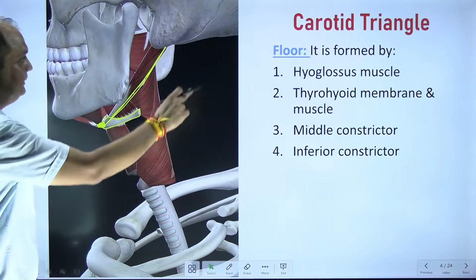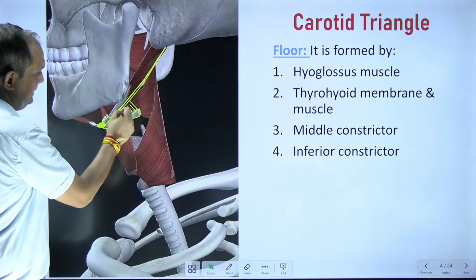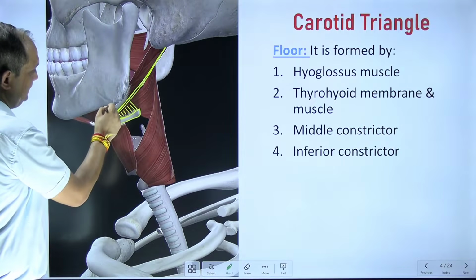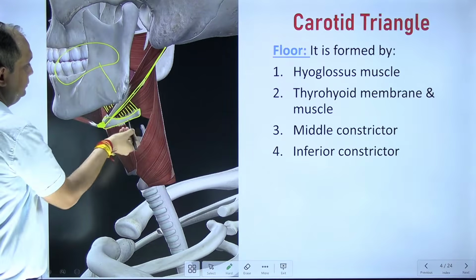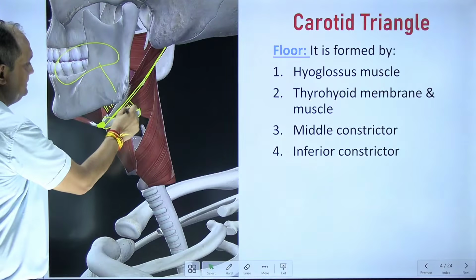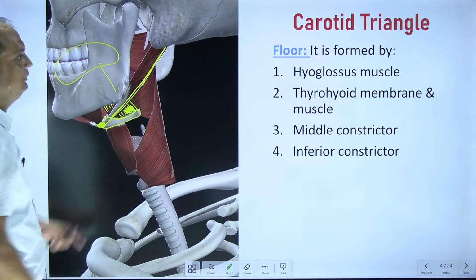In this area you will find the four muscles which are forming the floor of the carotid triangle. First is hyoglossus. From the hyoid bone this muscle is arising and going towards the tongue, and the tongue lies deep to the mandible. So this muscle is going towards the tongue and arising from the hyoid bone. So this becomes the first muscle, hyoglossus.